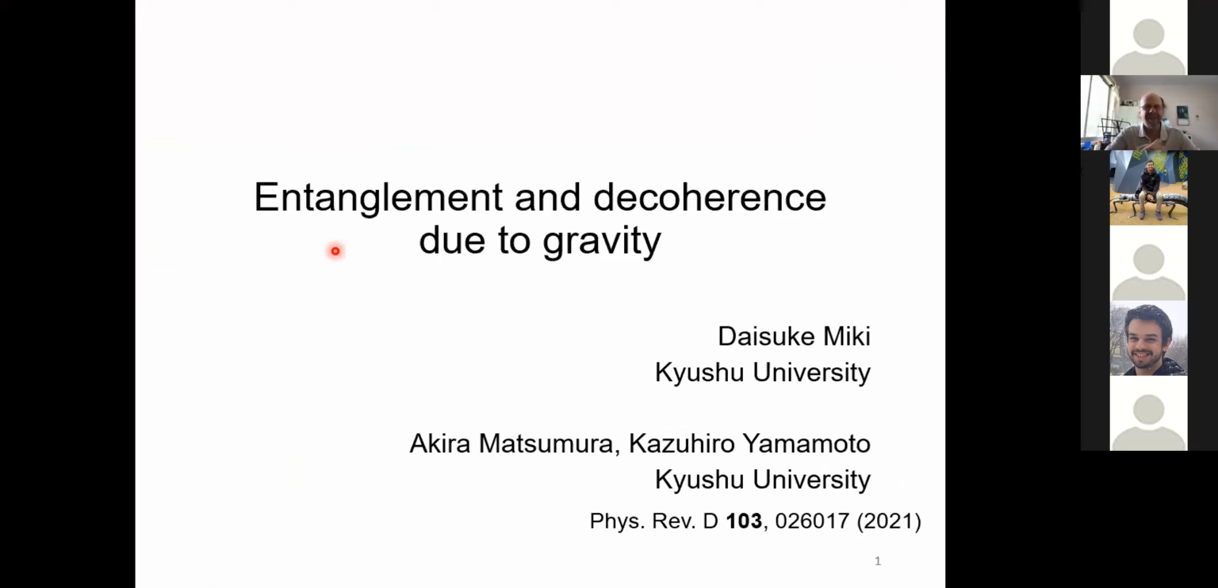Okay, so our next speaker is Daisuke Miki from Kyushu University in Japan, and he's going to talk about entanglement and decoherence due to gravity.